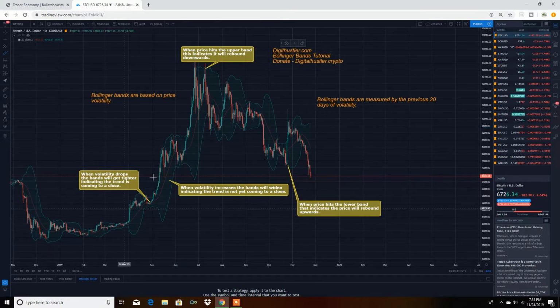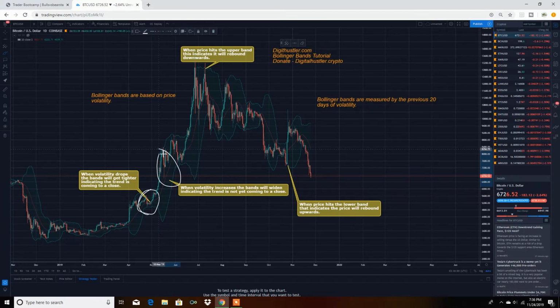Now, if you're looking at these Bollinger Bands, you'll see in areas like this on the bottom left of these price candles, see where the Bollinger Bands contract. Now, when volatility drops, the bands will get tighter, indicating the trend is coming to a close. And when volatility increases, the bands will widen, indicating the trend is not yet coming to a close.